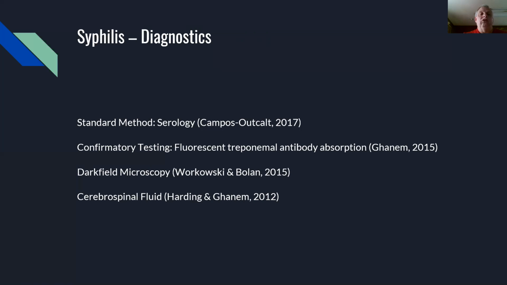Fluorescent treponemal antibody absorption, also known as FTA-ABS, is a confirmatory laboratory test conducted when there is a positive RPR or VDRL. The FTA-ABS detects the presence of an active infection. It may also be used when a negative RPR or VDRL results to rule out a false negative test.